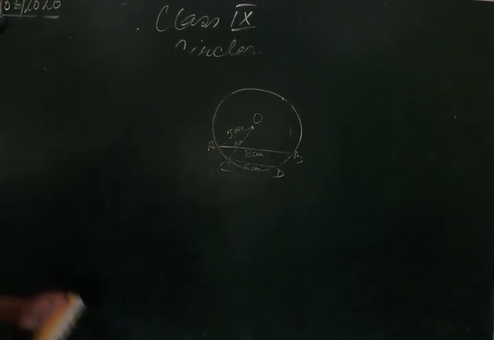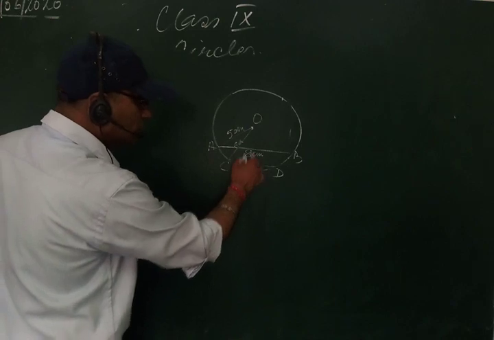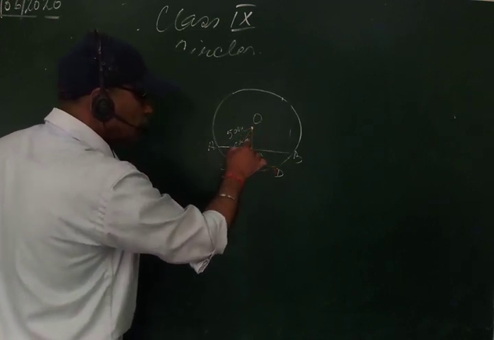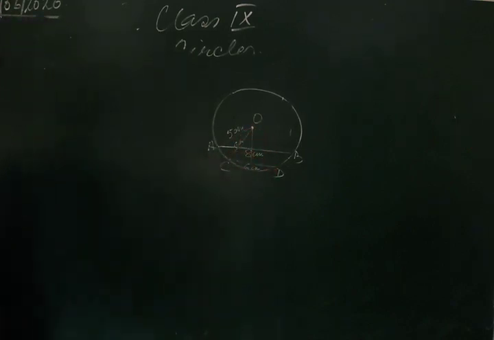Calculate the distance between the chords. Now, what is the distance between the chords? So we draw a line crossing both the chords.